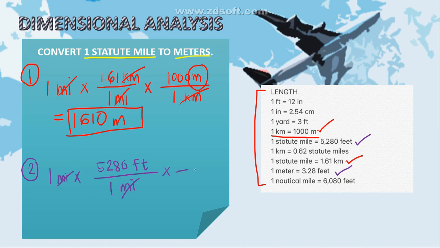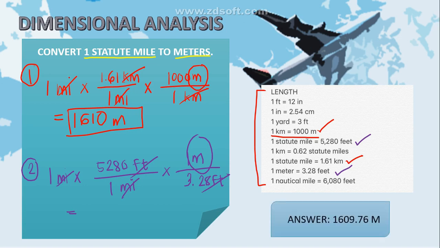We have 3.28 feet is equal to 1 meter. Cancel feet, and then we will arrive at meters. So, if you will try to solve this, you will get the answer of 1,609.76 meters. Okay. These are both correct. When you round it off to the nearest tens, the whole number, 1,610.